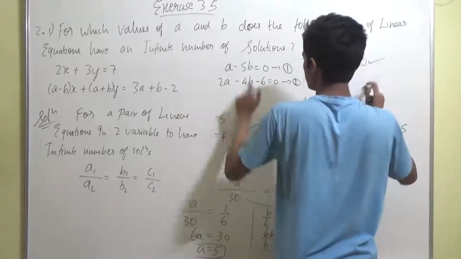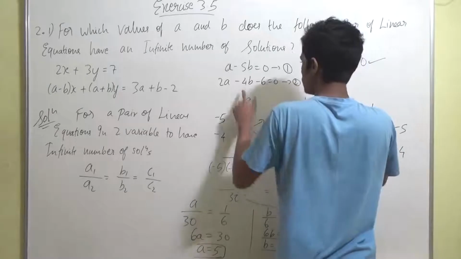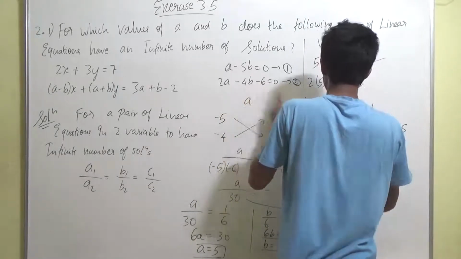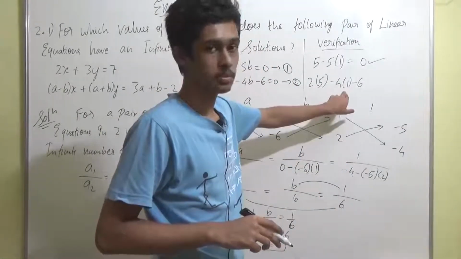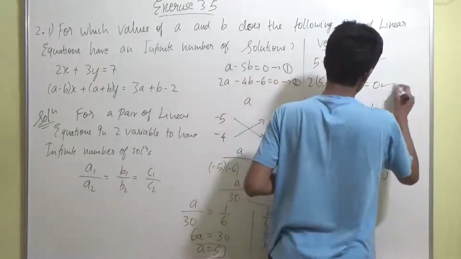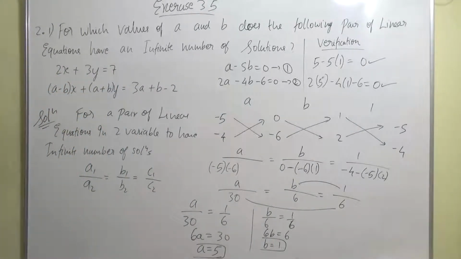Hence proved. Hence verified. So 2 into 5 minus 4 into 1 minus 6. Let's see what's going to happen. Here it becomes 10, minus 4 minus 6 becomes equal to minus 10. 10 minus 10 becomes equal to 0, which means LHS equal to RHS. Found the answer. That's it, guys. Done with the first part of the second question. Now I'll move aside. You can take the screenshot of this. Let's go to the second part of the second question.